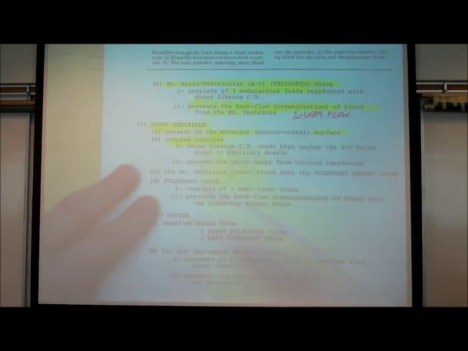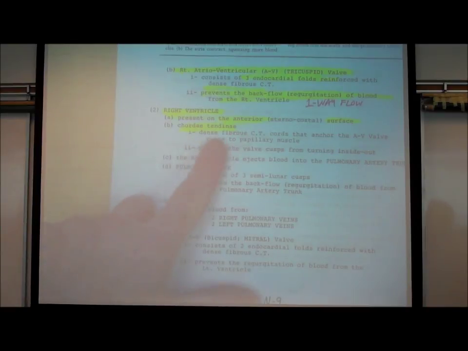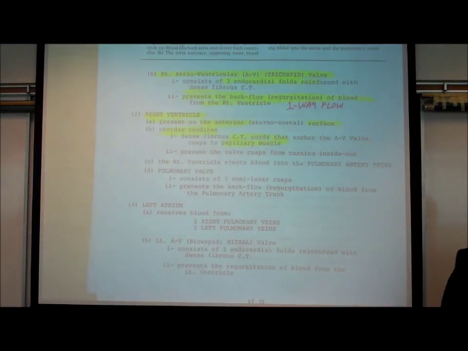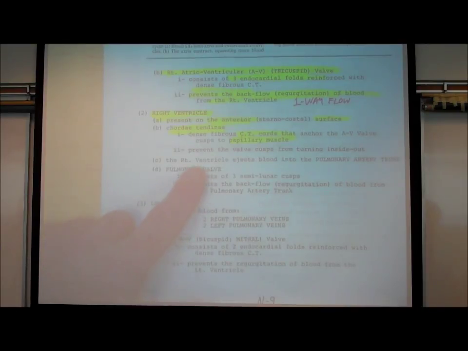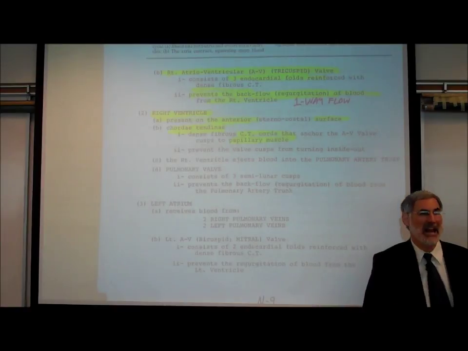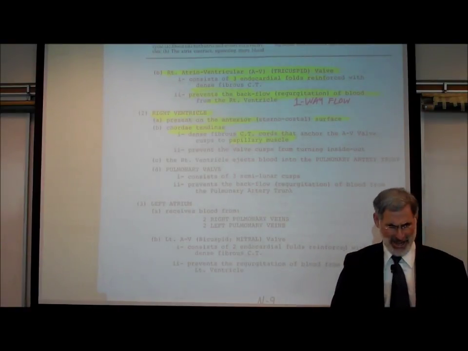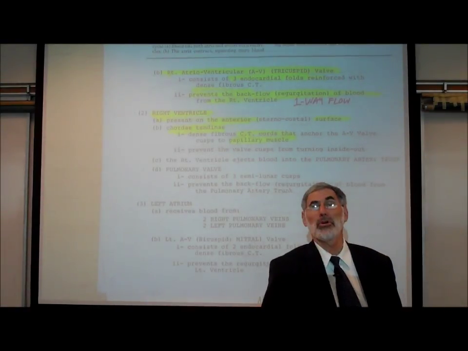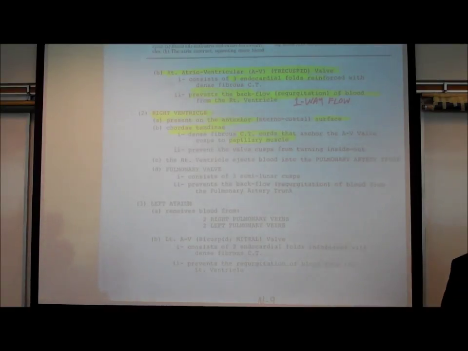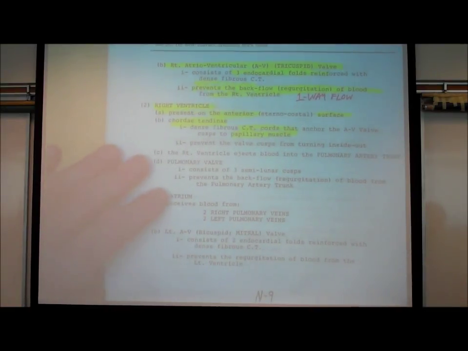The chordae tendineae, remember those? Those are dense, fibrous connective tissue cords that anchor the AV valve cusps to the papillary muscle. Exactly what I was describing. So I wrote it for you. And the whole purpose of these chordae tendineae is to prevent the valve cusp from turning inside out. You'd say, well, would they ever do that? Yes, that's called a prolapsed valve. So if they become inverted, that's called prolapse. You don't have to know that, but the whole purpose is to normally prevent that from happening.